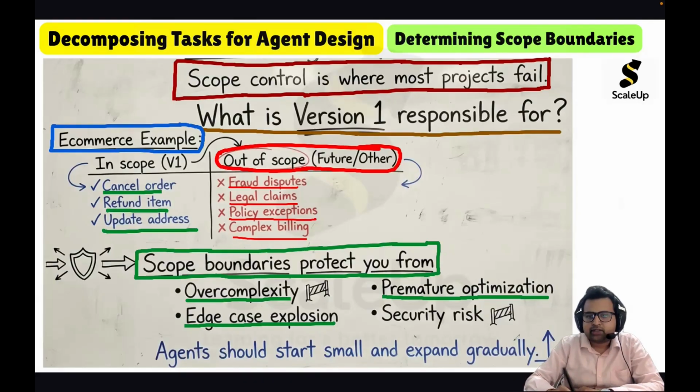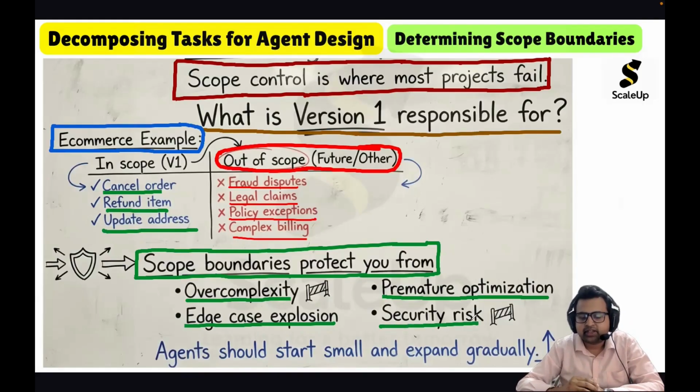And it also protects us from security risk. It limits the attack surface by restricting the sensitive data the agent can access or the high stakes action it can perform. Because since we are fixing the scope boundary, we are also eliminating the security risk, because some advanced features we will not at all think about. And if it is not involved, automatically the security risk is eliminated.